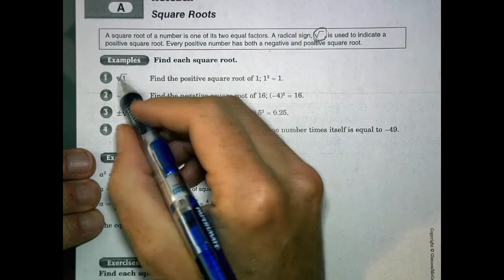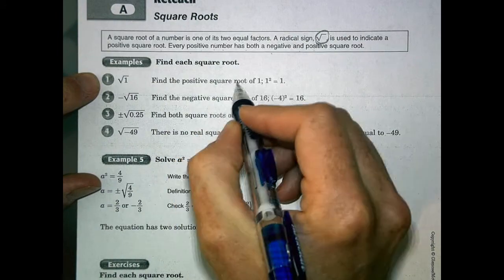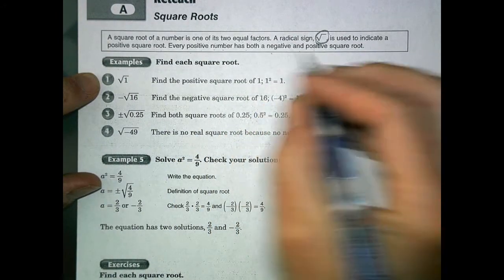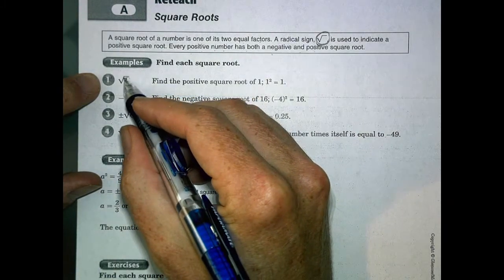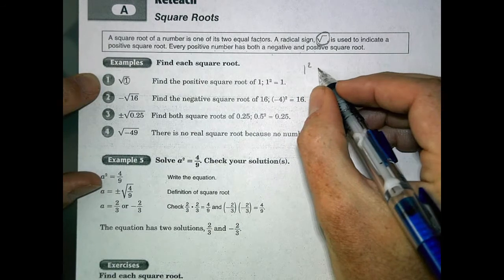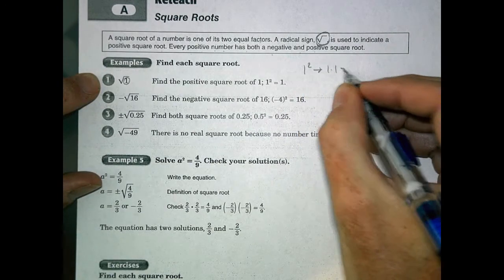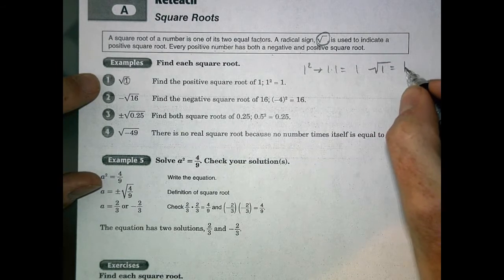Alright, so a couple examples. If I'm looking at the square root of 1, you want to find the positive square root of 1, which is 1 squared. Basically, we're thinking what number times itself will get you to 1? Well, 1 squared, or 1 times 1, equals 1. So the square root of 1 equals 1.